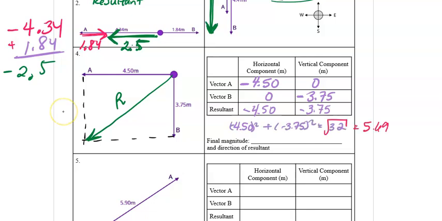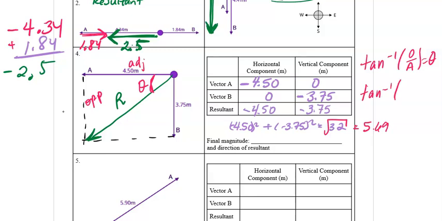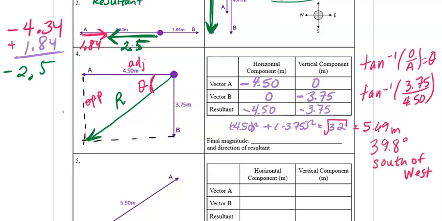In this case, our table has some zeros because we have vectors that don't have, like A doesn't have an angle, it's just flat. And B just points straight down, but it's not sideways. So I do Pythagorean theorem to get the resultant R, and then inverse tangent to get that angle labeled in pink. And my direction is going to be south of west, because I'm below the west direction.